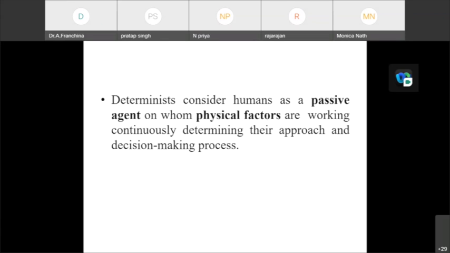And determinists consider humans as a passive agent. Sometimes it's a very important question even in UPSC. We are acting as a passive agent on whom physical factors are working continuously. Nature is working day and night, not like us. So it is continuously determining our approach and decision-making process. It is not ending; it is a never-ending process.